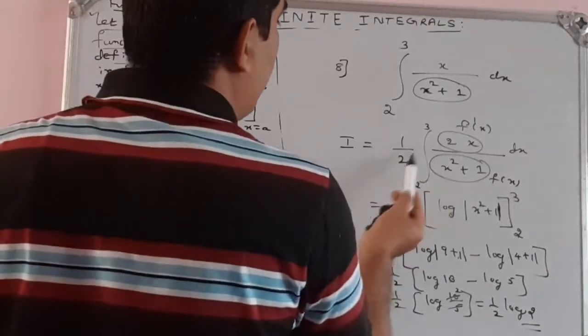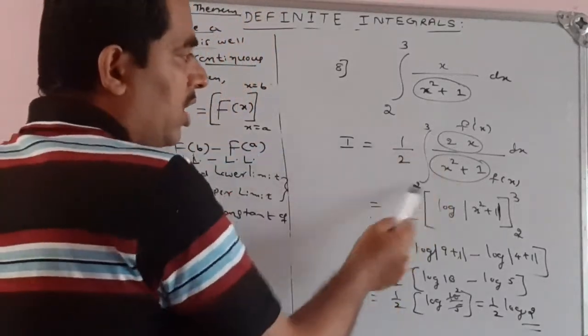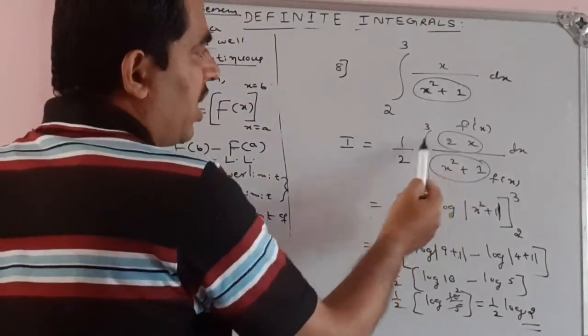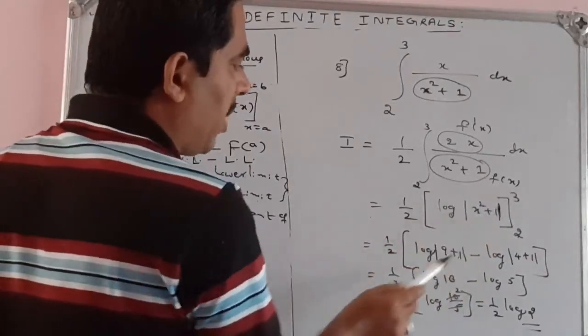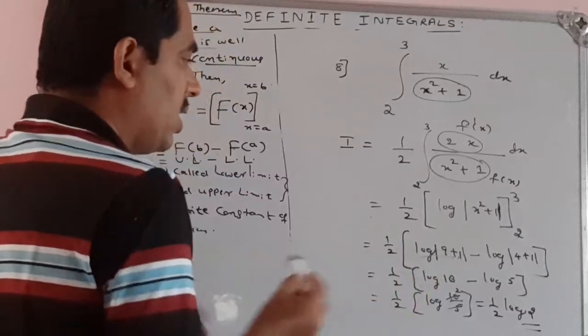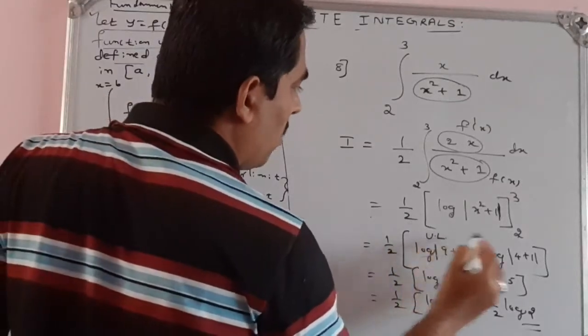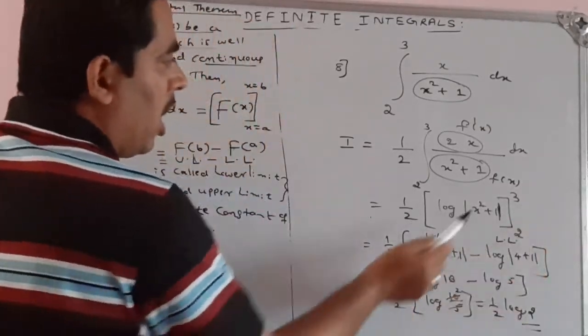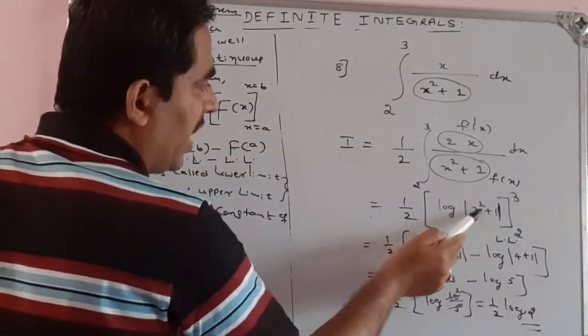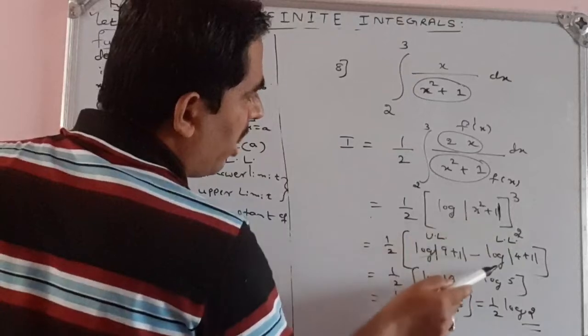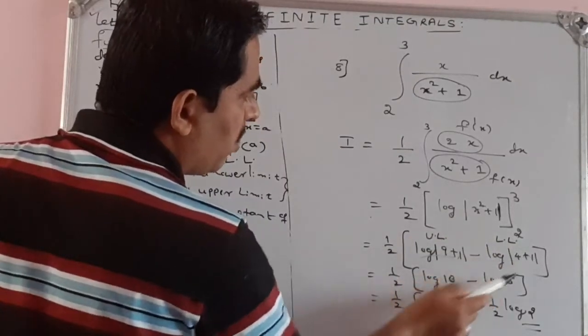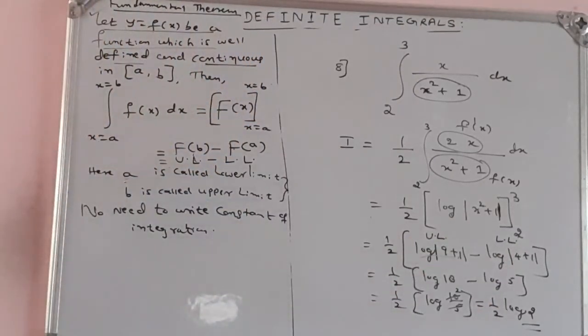So I have divided and multiplied by 2. Then I have used the standard form, integration of f dash x divided by f of x, that is log of the denominator. Then the upper limit and lower limit. Upper limit means we substitute x is equal to 3 here. 3 square is 9, 9 plus 1 will be 10. Lower limit means 2. 2 square is 4, 4 plus 1 will be 5. In this way we can calculate this definite integral.